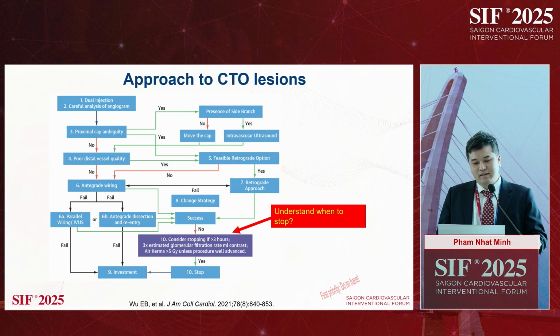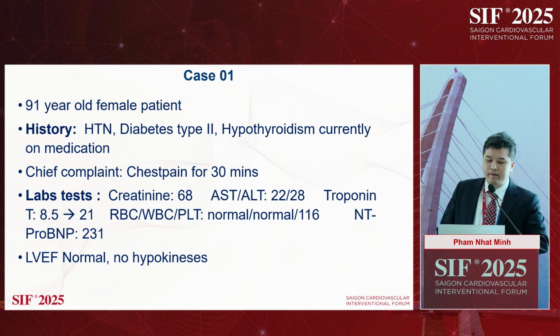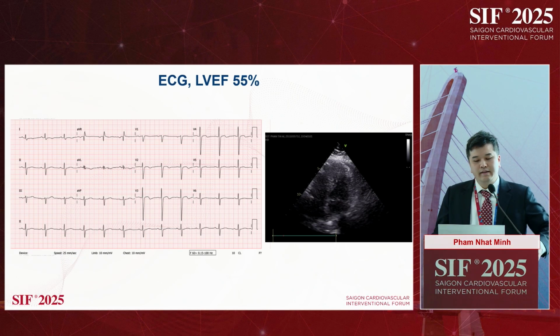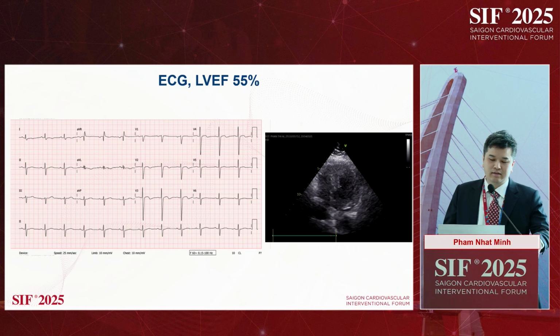So the first case is a 91-year-old female patient, and she has a history of hypertension, diabetes, and hyperthyroidism. She was admitted to my hospital due to chest pain for 30 minutes, and the chest pain is quite typical for coronary artery disease. But the cardiac troponin and every other aspect of the lab tests were quite normal, and on echo we can see that she has a normal LVEF.